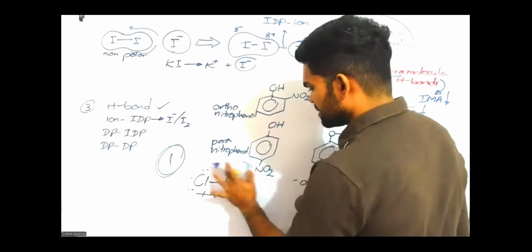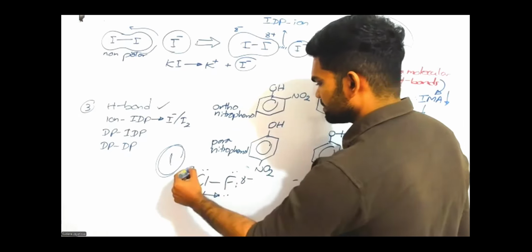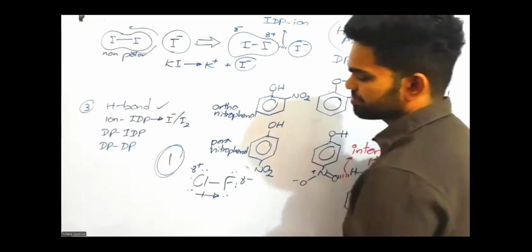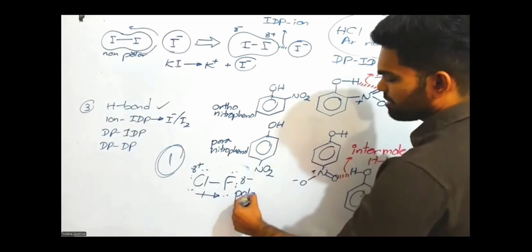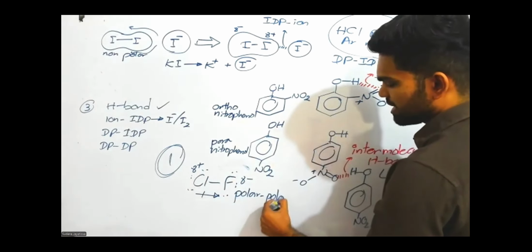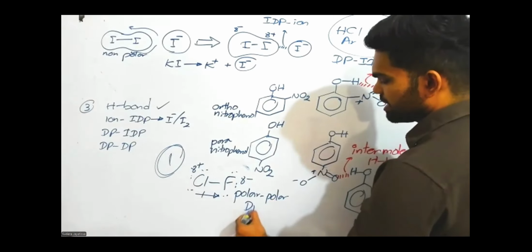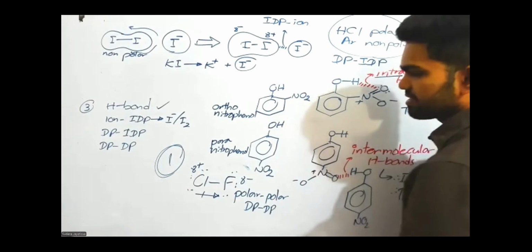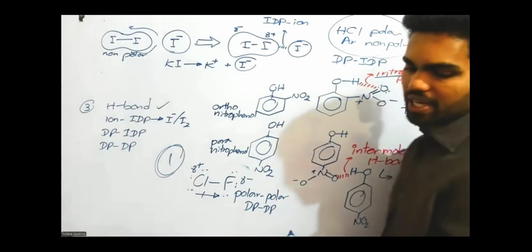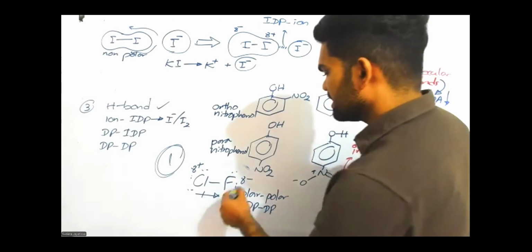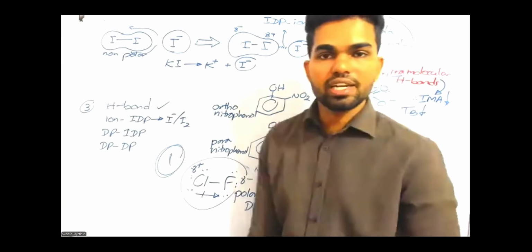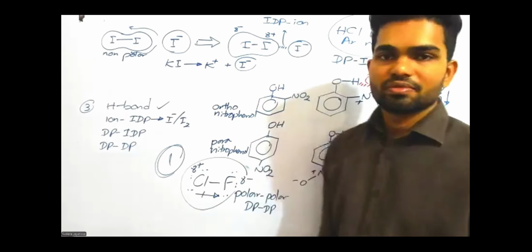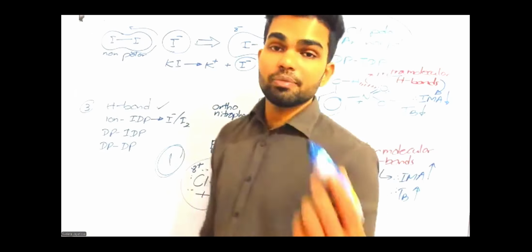And this one will be delta negative and this one will be delta positive. A polar molecule. So polar molecules make dipole-dipole interactions. Dipole-dipole, London, everything can be made. However, CClF will make dipole interactions with each other. Understood? So you can refer to our earlier paper class recordings.